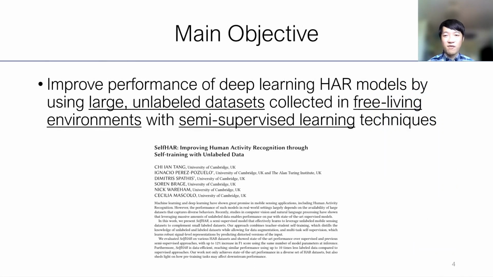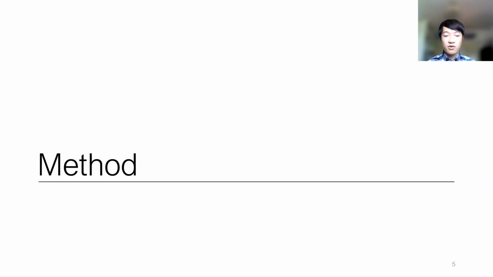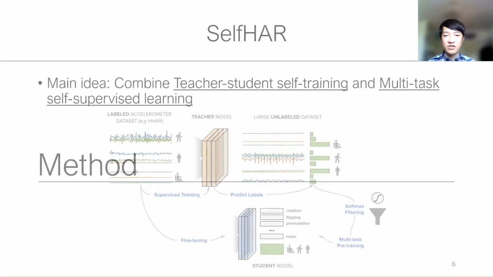So the main objective of our work is to improve the performance of deep learning HAR models by using large unlabeled datasets collected in free living environments, to complement the labeled ones with semi-supervised learning techniques. And now I'm going to present our method, SelfHAR.